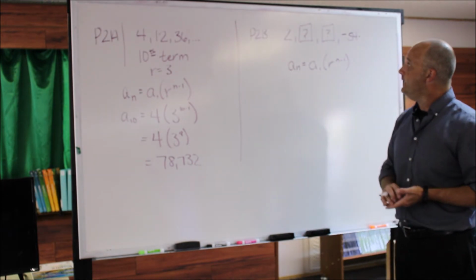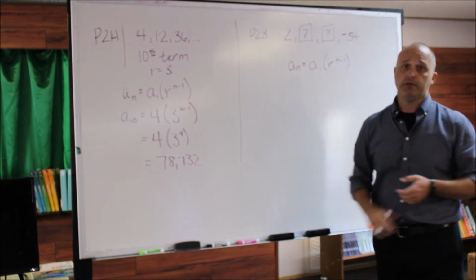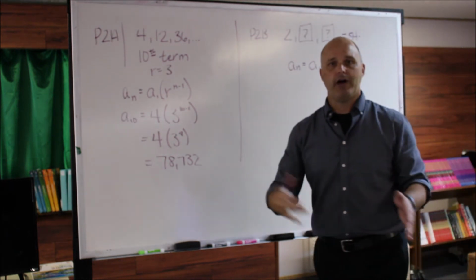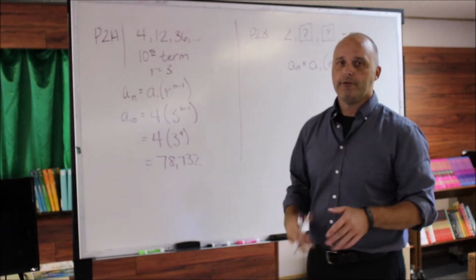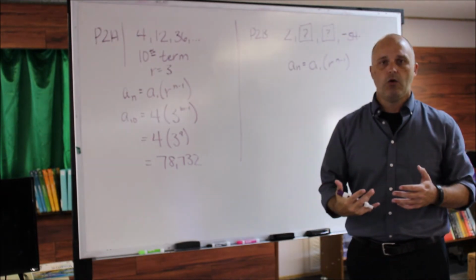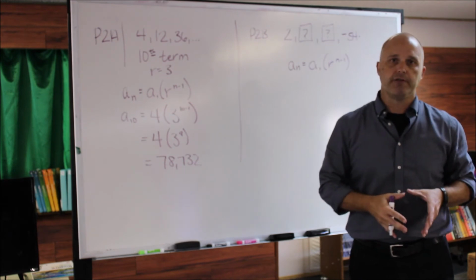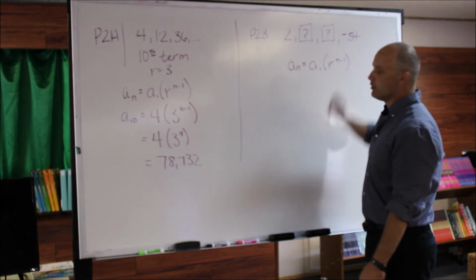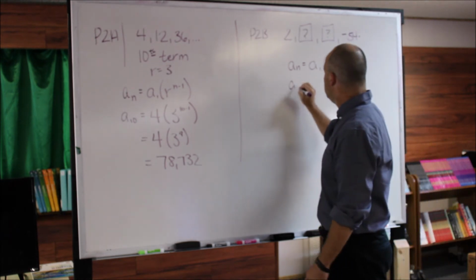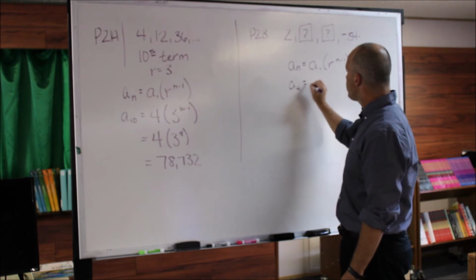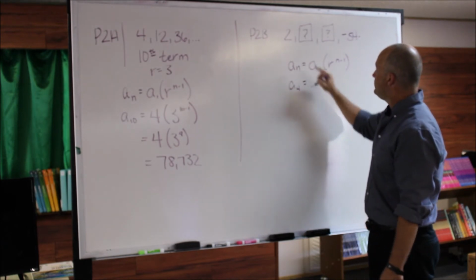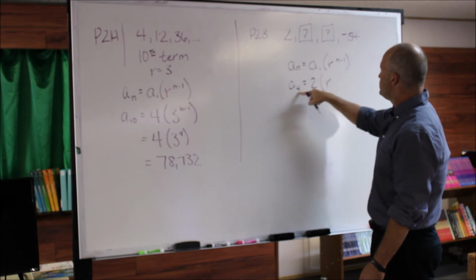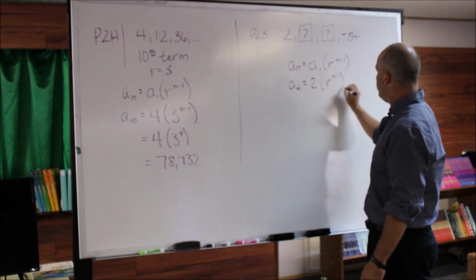Now in problem number 2b, we're given that the first term in the sequence is 2 and the fourth term in the sequence is negative 54, but we don't have either the second or the third terms. So rather than trying to guess and check, we're just going to go ahead and use the explicit formula to figure this out for ourselves. So we know that we've got the fourth term here. So a sub 4 is equal to a sub 1, which is 2, times r to the 4 minus 1.